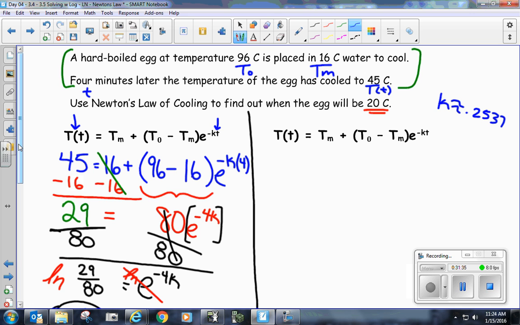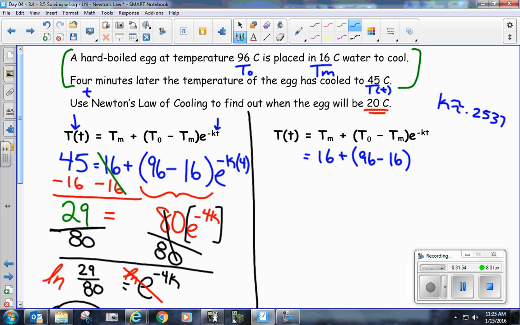What is our starting temperature? It still started at 96, didn't it? It started at 96. Okay? The room temperature, or the water temperature, is still 16, right? So that goes here and here.